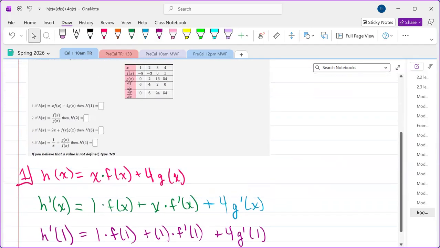All right, now I'm going to go back and use the table. So I'm going to do a little screenshot of the table.